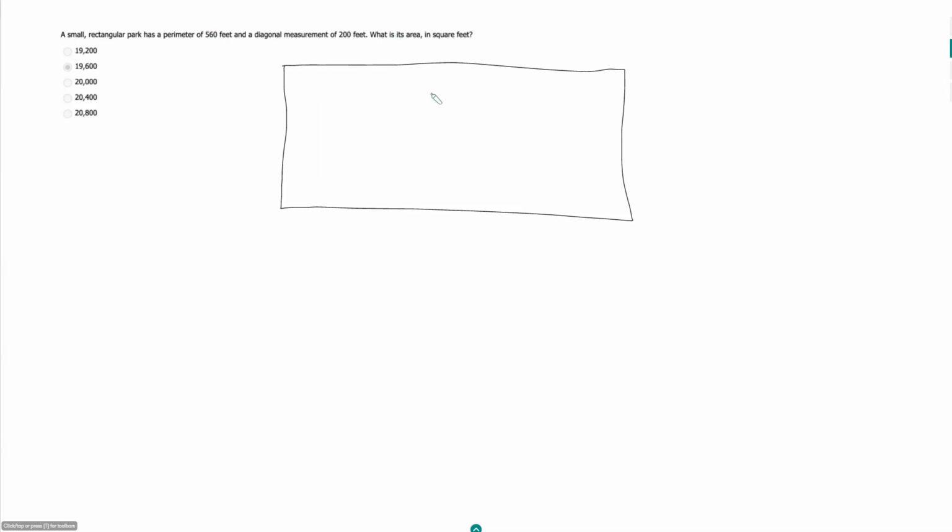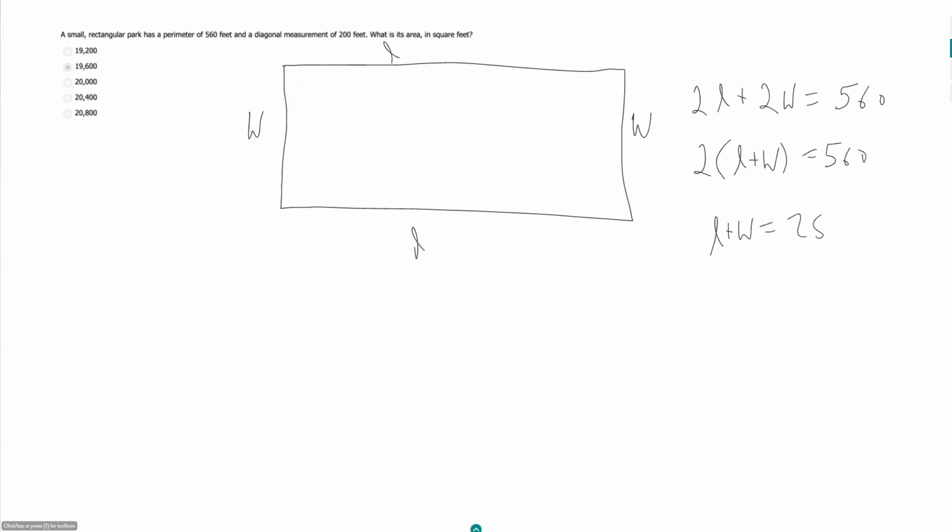So we have a rectangular park. Let's say it has a width of W and a length of L. We know the perimeter, so 2L plus 2W is equal to 560. We can factor out a 2 here, then divide each side by 2. L plus W is equal to 280.